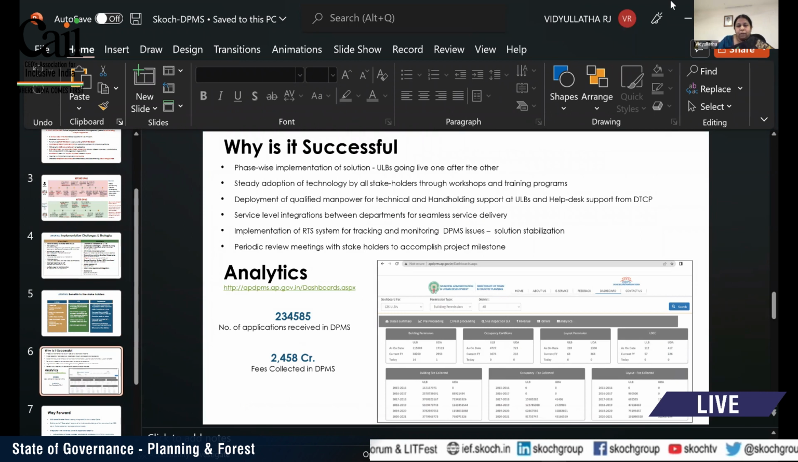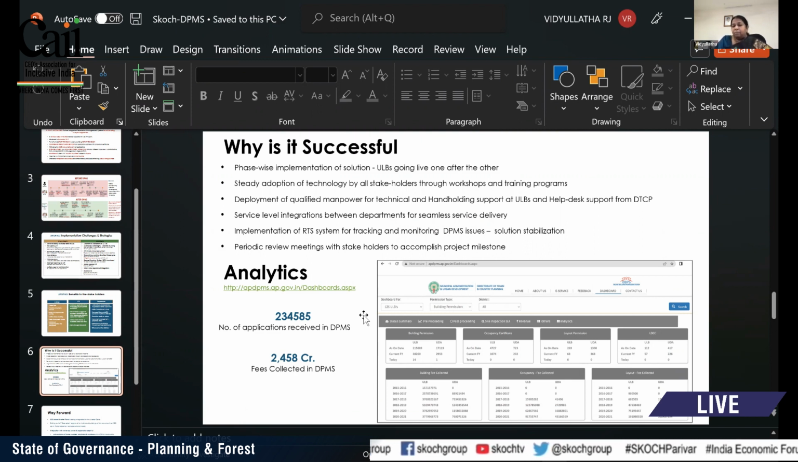Sir, as I told, we can easily monitor, and we can see day-to-day development in the activity. It is a real-time monitoring system. So as on date, the total number of applications received is 2,34,585, and the fee generated is 2,458 crores.